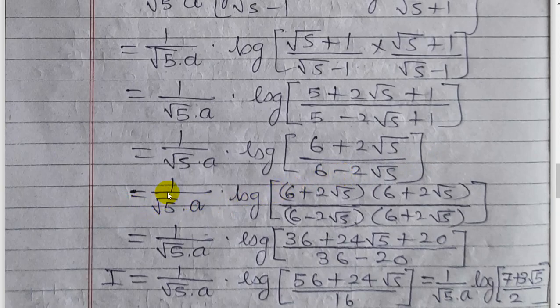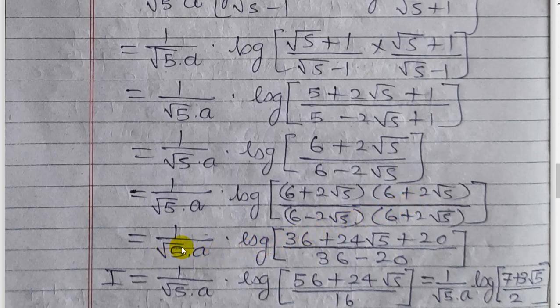So I equals 1 upon root 5a into log of 6 plus 2 root 5 as it is upon 6 minus 2 root 5. The conjugate of the denominator is 6 plus 2 root 5. So we multiply by 6 plus 2 root 5 and divide by 6 plus 2 root 5. Again multiplying these two brackets, so this is 6 plus 2 root 5 whole square, that is the a plus b whole square formula, equals a square plus 2ab plus b square.